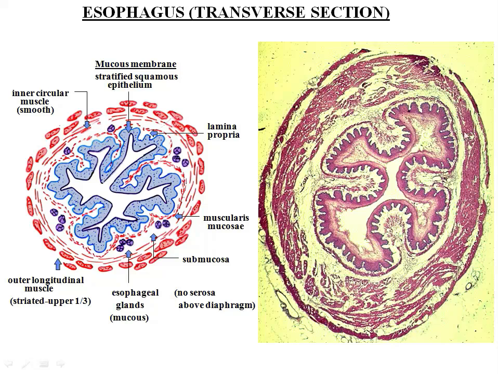This portion indicates the outer longitudinal muscle, and in between somewhere you will find the opening of these esophageal glands. Here you will find the opening of some esophageal glands, the submucosa layer.